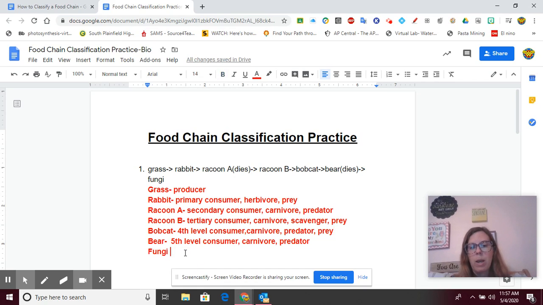And then finally, we have our final organism, the fungi. Is it a producer or consumer? It is a consumer because it is consuming the bear. What level? It is the sixth level. Is it an herbivore or carnivore? It's a carnivore because it's consuming the bear. And then, is it a predator, scavenger, or decomposer? The bear is dead, and we know that bacteria and fungi act as decomposers. Also, food chains and food webs are usually going to end with decomposers.